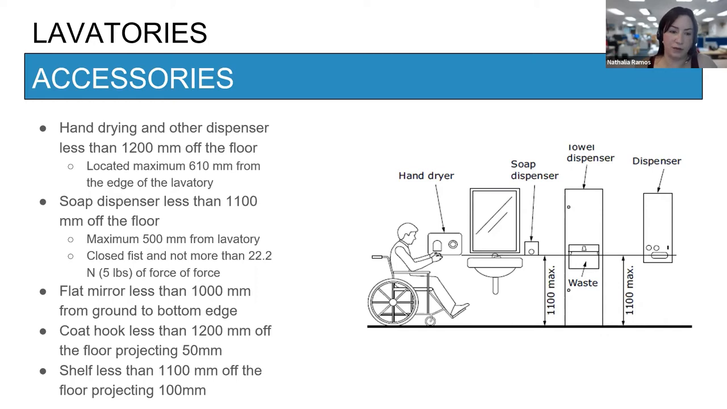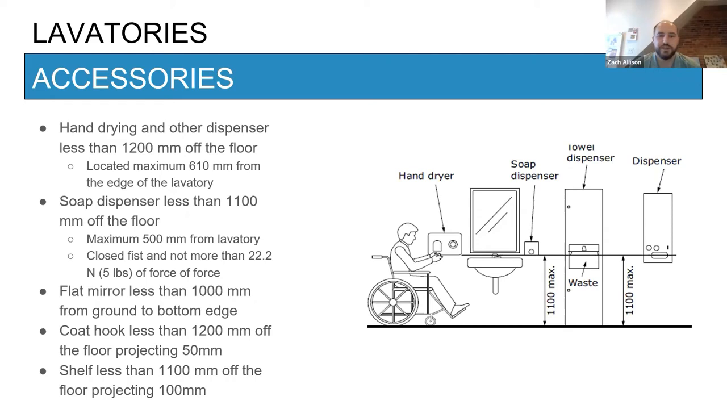If you're using a flat mirror, it has to be installed less than 1000 millimeters from ground to bottom edge. If your mirror is a little bit higher than that, then you should use an angled or tilt mirror. A coat hook has to be installed less than 1200 off the floor and projecting no more than 50 millimeters. And the shelf has to be less than 1100 off the floor and project not more than 100.